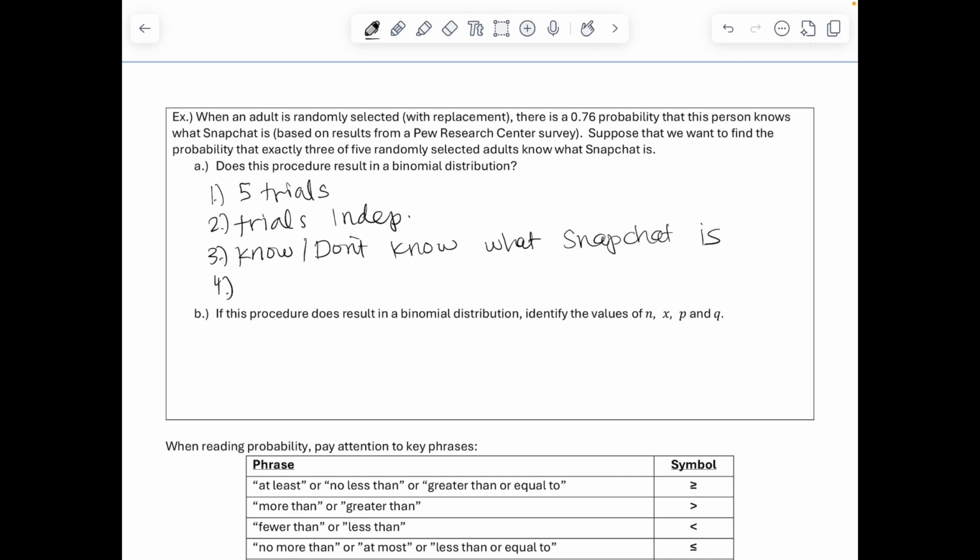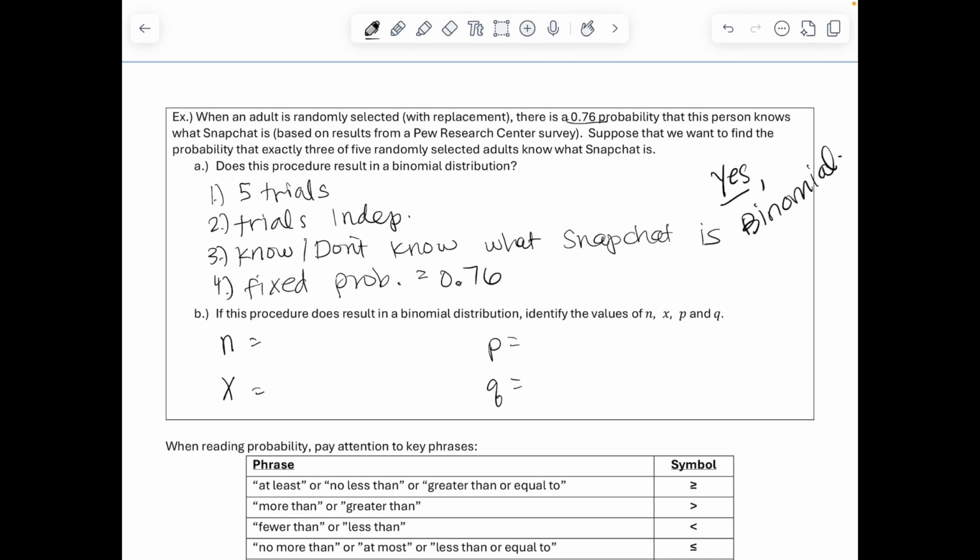The last thing is that we have a fixed probability, and that is given to us in the problem, and that is equal to 0.76. Part B says, if the procedure does result in a binomial distribution, identify the values of n, x, p, and q. And yes, this is binomial because all of those 4 requirements are met. So we need to put down what the values are for n, x, p, and q.